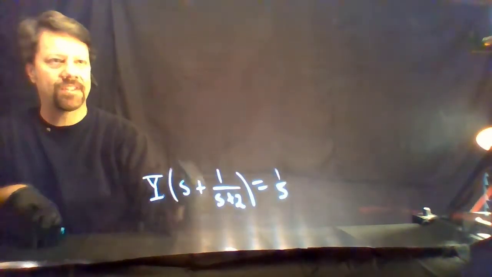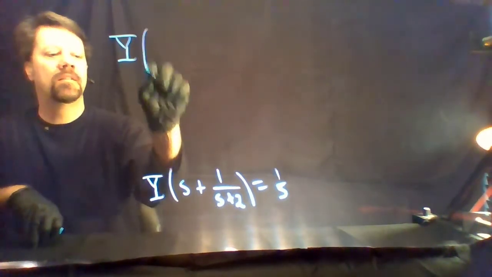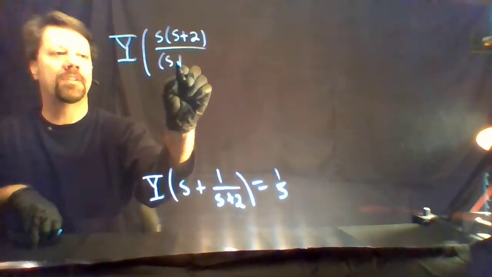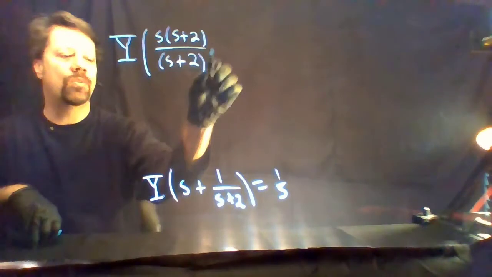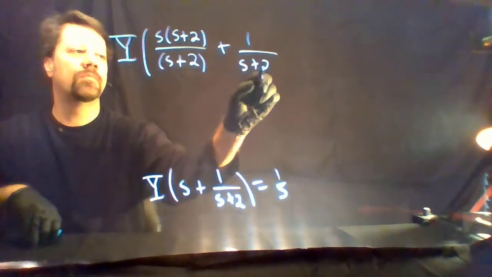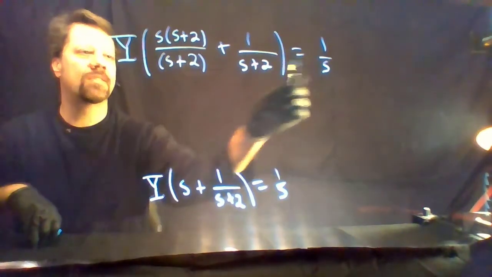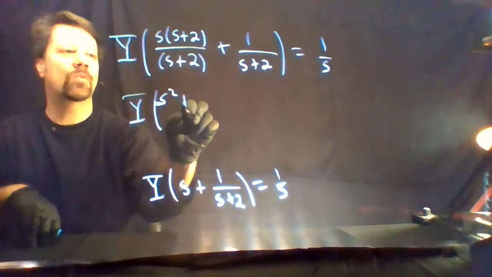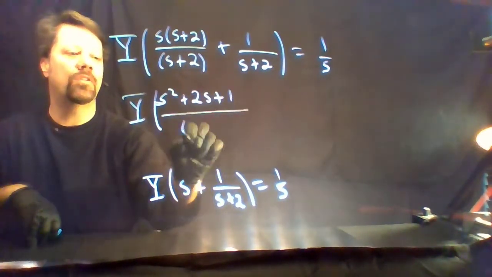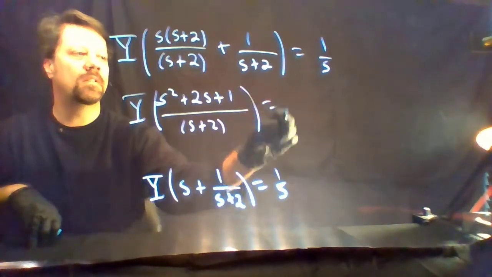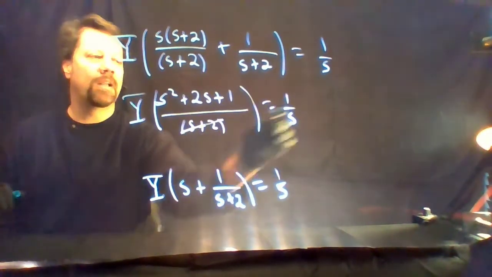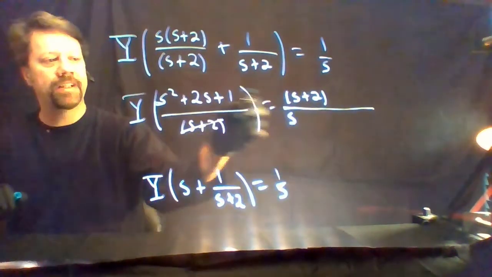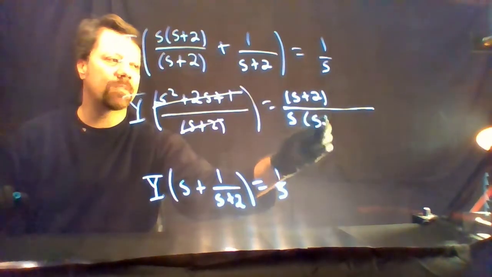To add these fractions, we need to have a common denominator. So I'll multiply the first term by s plus 2 over s plus 2. Still equals 1 over s. On the left-hand side now, we get big Y times s squared plus 2s plus 1 over the quantity s plus 2 equals 1 over s. Multiplying the s plus 2 over, we get an s plus 2 in the numerator over here, and this is going to be s plus 1 quantity squared.